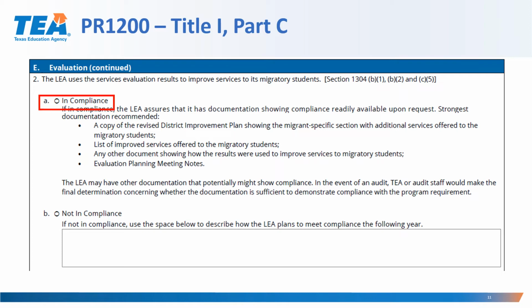If the LEA has other documentation that might potentially show compliance, it will be up to TEA or the audit staff to determine whether or not the documentation is sufficient to demonstrate compliance. If the LEA indicates that they're not in compliance, they will have to provide a description of how the LEA plans to meet compliance the following year in the box below.